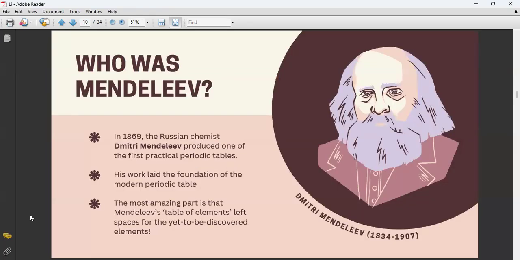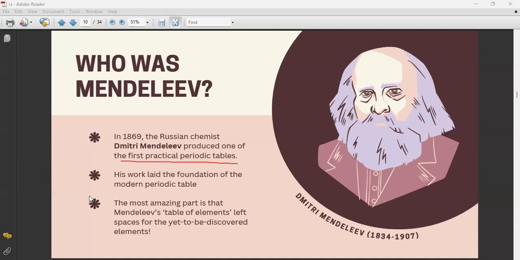Okay, so before moving on to the basis of classification, let's just see who Mendeleev was. In 1869, a Russian scientist, Dmitri Mendeleev, produced one of the first practical periodic tables. Before him, no one had tried to make this periodic table. Some scientists had tried to classify the elements on the basis of some properties, but he was the first one who produced the first practical periodic table. His work laid the foundation of the modern periodic table.